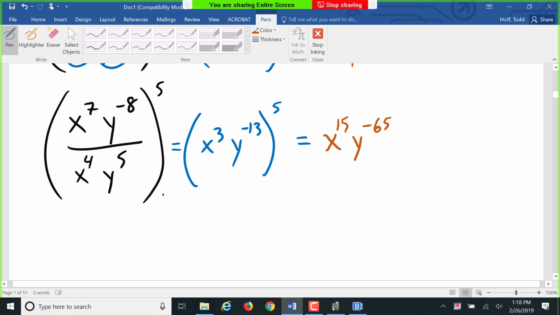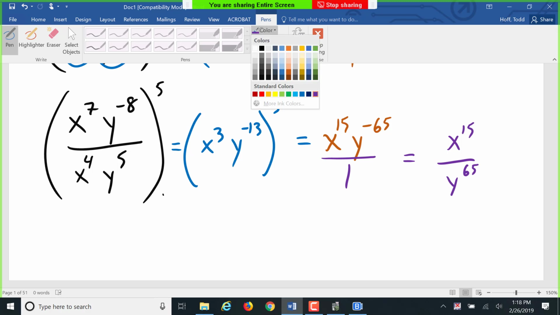Perfect. X to the 15th. 3 times 5 is 15. And then negative 13 times 5 is negative 65. So y to the negative 65th. Of course, to finish that off, we make it a fraction. And it's going to become what? X to the 15th over y to the 65th. Good.